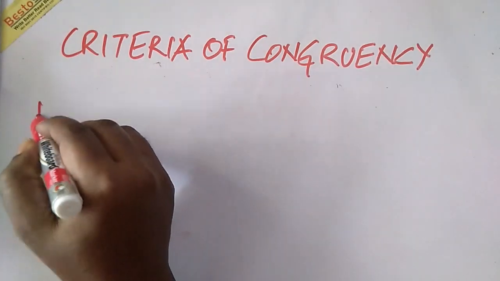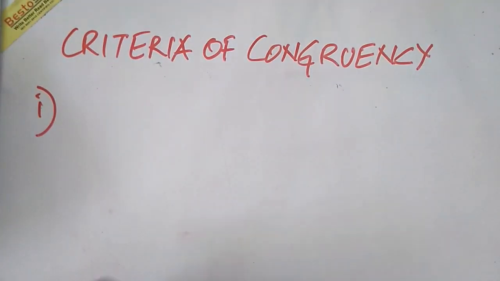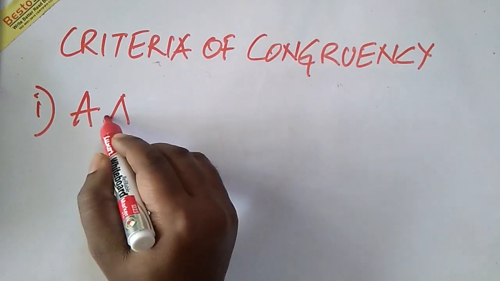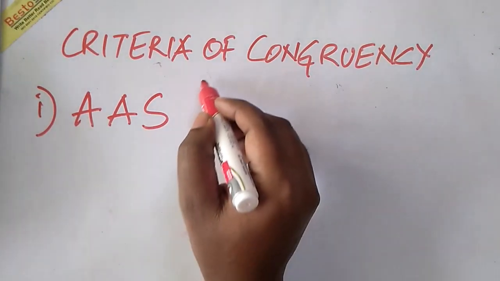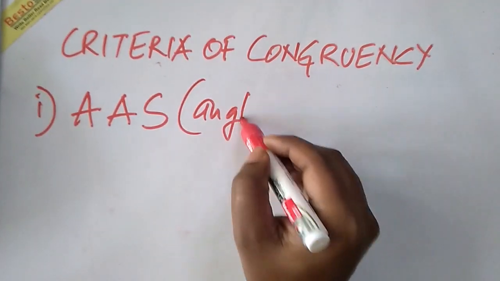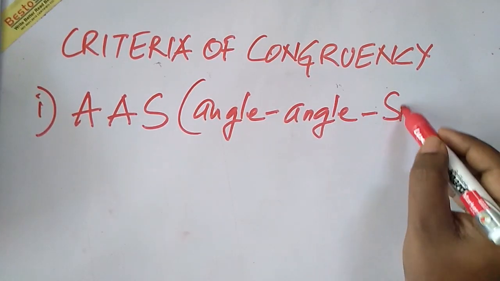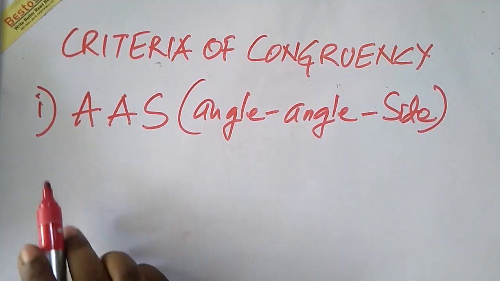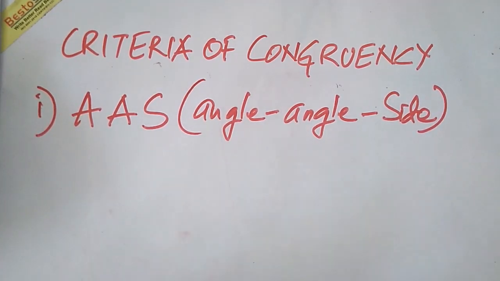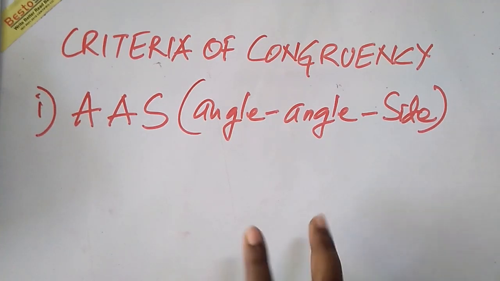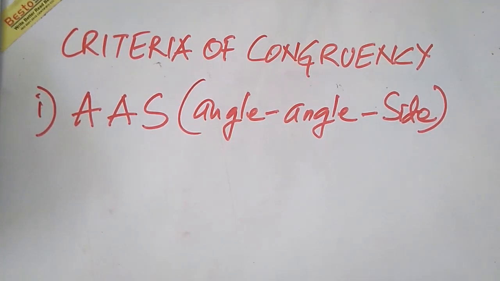The first criteria is AAS. Now this stands for angle, angle, side, right? It's very simple to remember. Now what does this mean? This means that the two corresponding angles and one corresponding side of the two triangles should be same. Then only we can say that those two are congruent.